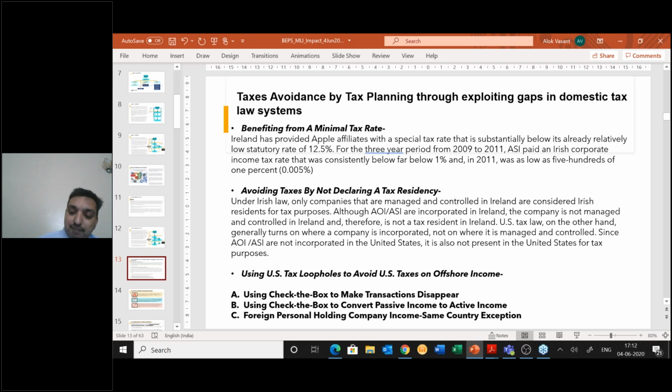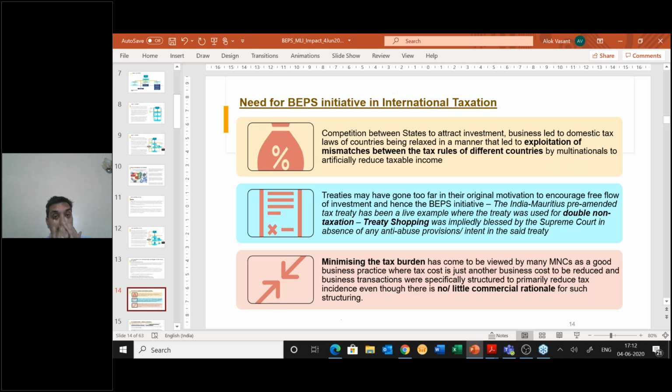So this is something which happened in Starbucks. This is something which happened in some other entities also. And this led to the initiation of the BEPS project. And this is what I want to touch upon, giving you this context. Now, why was there a need for the BEPS initiative in international taxation? We've all seen what Apple had done.